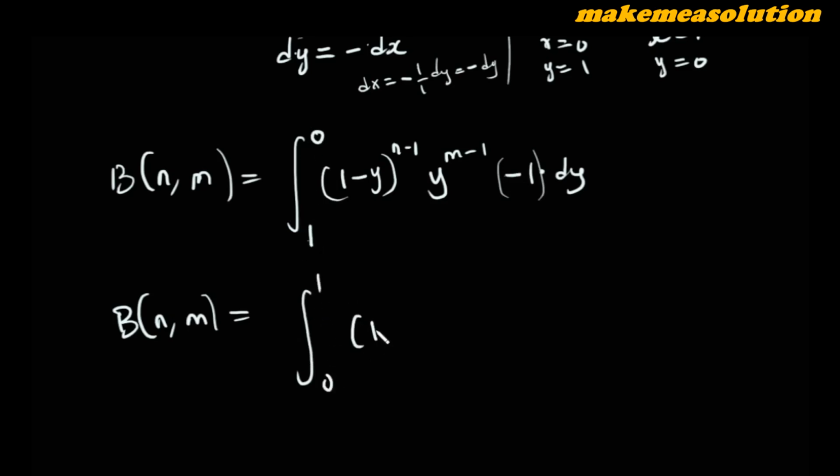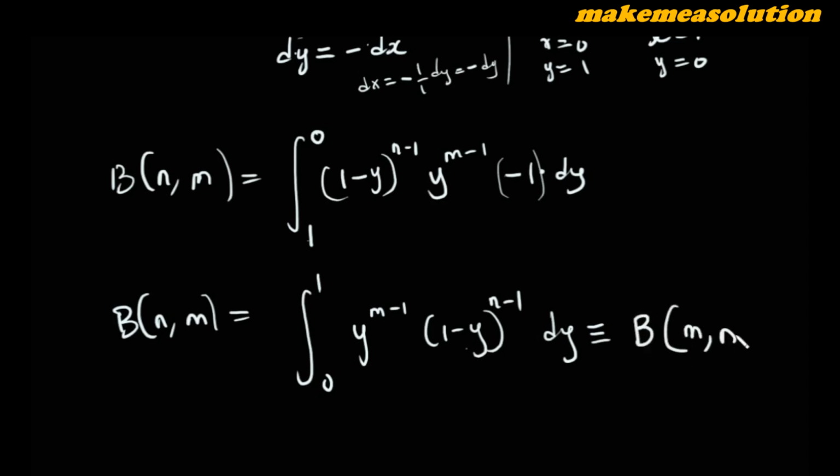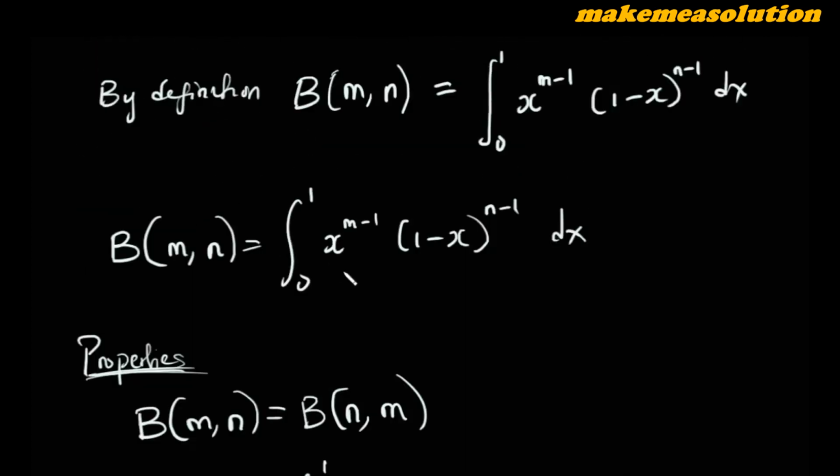Okay, so if we just do some brief rearrangement, you have y raised to the power of m minus 1, then you now have 1 minus y raised to the power of n minus 1, and you now have your dy. If you look at it very critically, whether you want to use any variable you want or not, this is still the same thing as beta of m comma n that we defined above here. Is that okay? The only thing is that we used another variable.